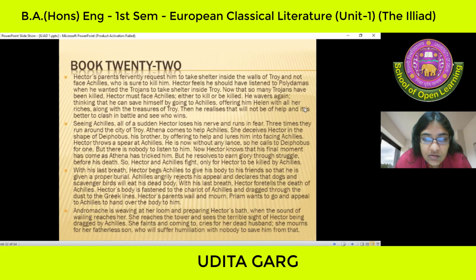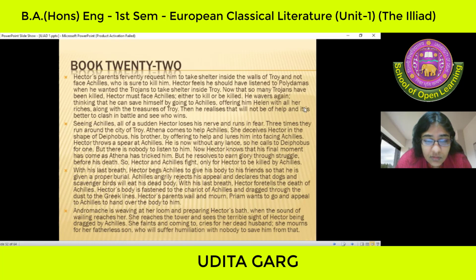Hector's body is fastened to the chariot of Achilles and dragged through the dust to the Greek lines. Hector's parents wail and mourn. Priam wants to go and appeal to Achilles to hand over the body to him. Andromache is weaving at her loom and preparing Hector's bath when the sound of wailing reaches her. She reaches the tower and sees the terrible sight of Hector being dragged by Achilles. She faints and, coming to, cries for her dead husband.